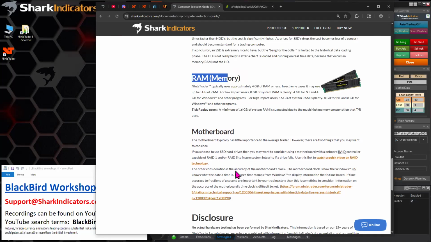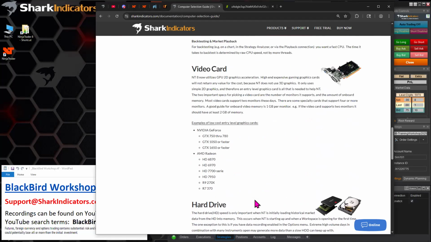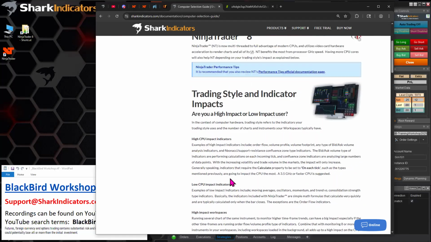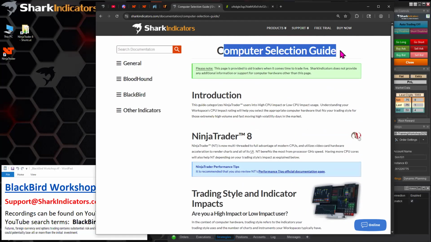So each component does influence NinjaTrader in its own specific way. You can go through and read through that at your leisure when you have some spare time.